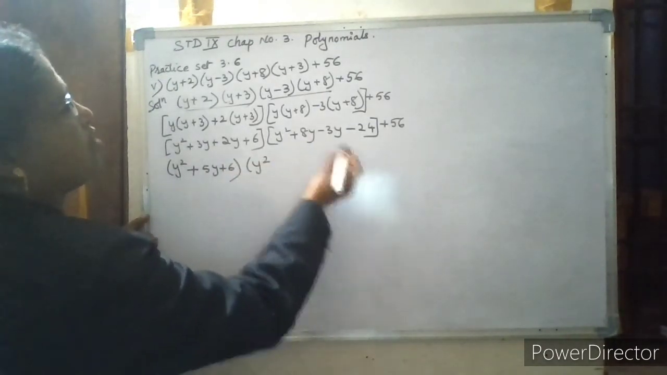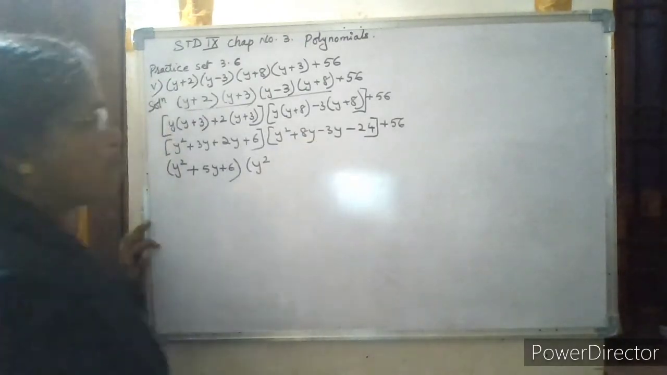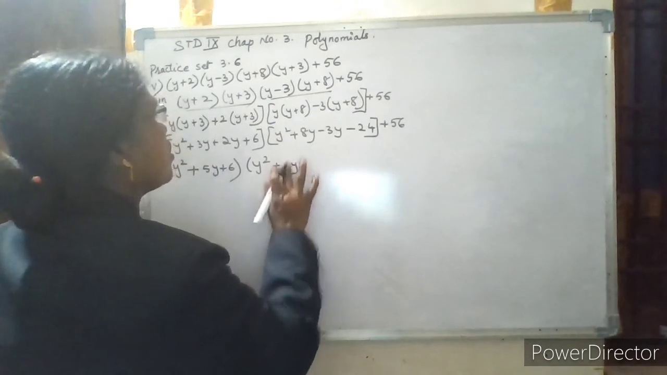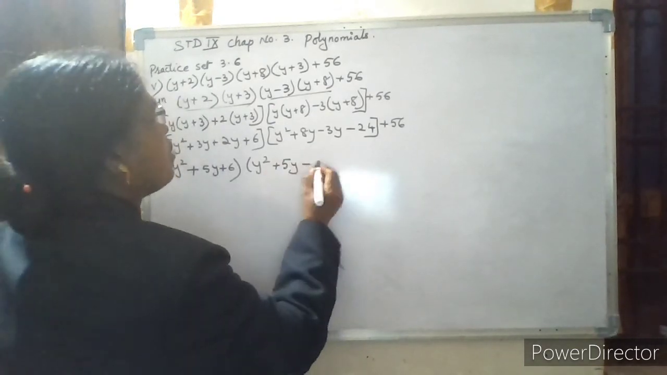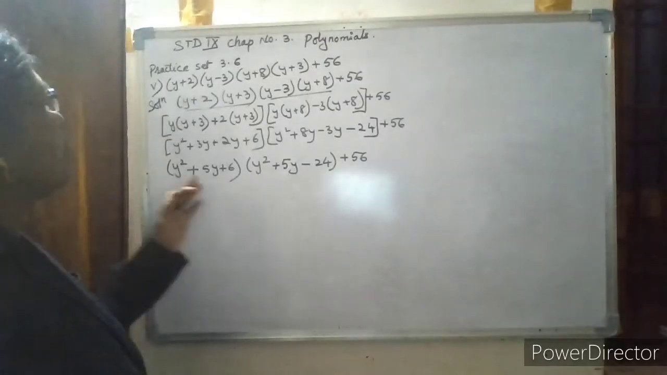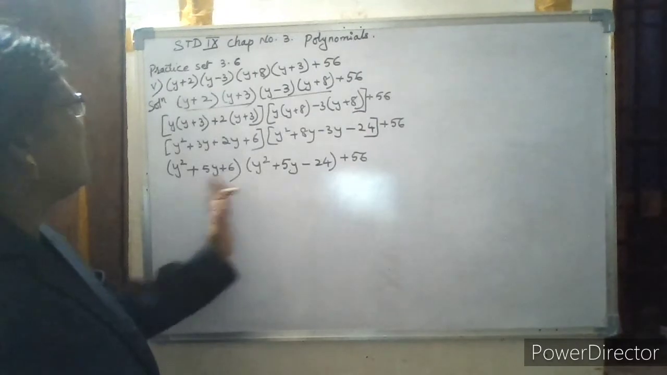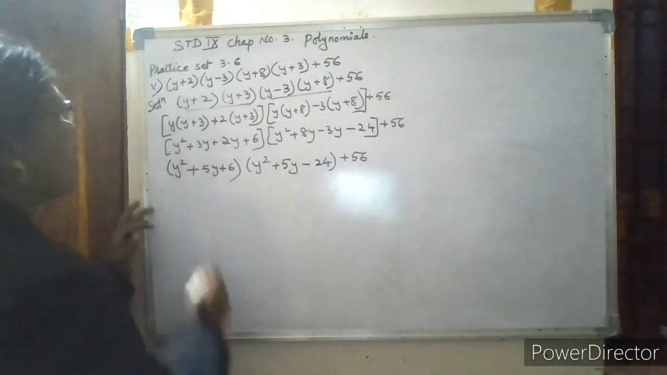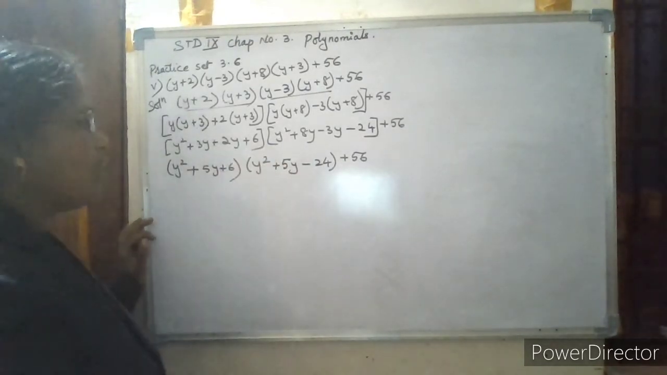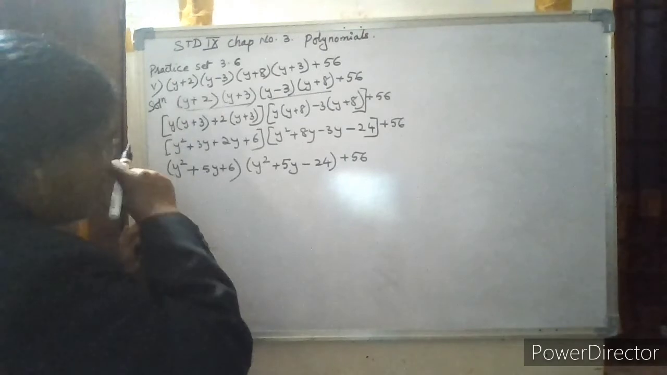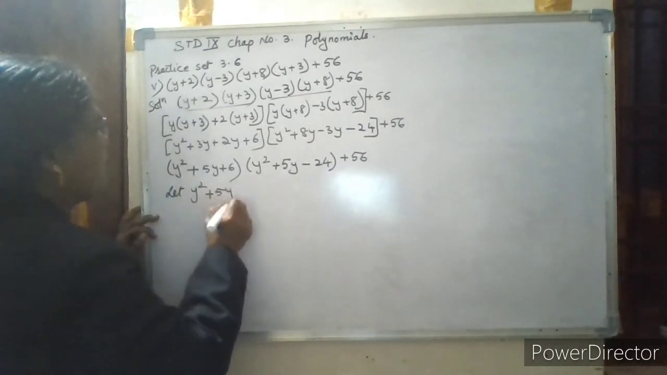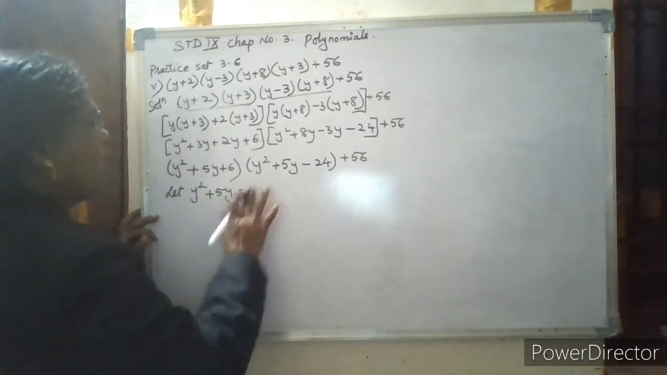Here both the terms have different signs, so subtract and put the sign of the greater number. So we get plus 5y minus 24 plus 56. Therefore we have got two quadratic factors in this form, and you can observe that y squared plus 5y is similar in both the brackets. Therefore let y squared plus 5y be equal to a, any other variable.